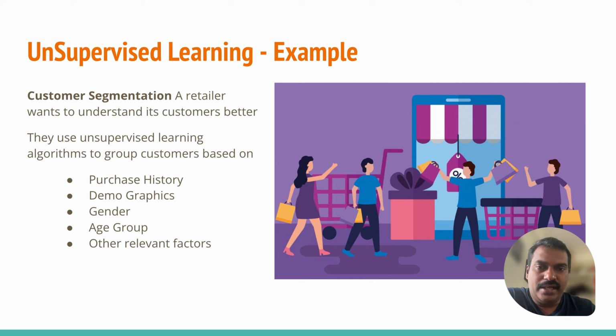There is another example: customer segmentation. Take a retailer, let's say Amazon or Flipkart. They want to understand their customers better, so that they will have better sales if they understand the customer in a better way. So here they use unsupervised learning algorithms to group customers based on, let's say, their purchase history and demographics, gender, age group, and other relevant factors.